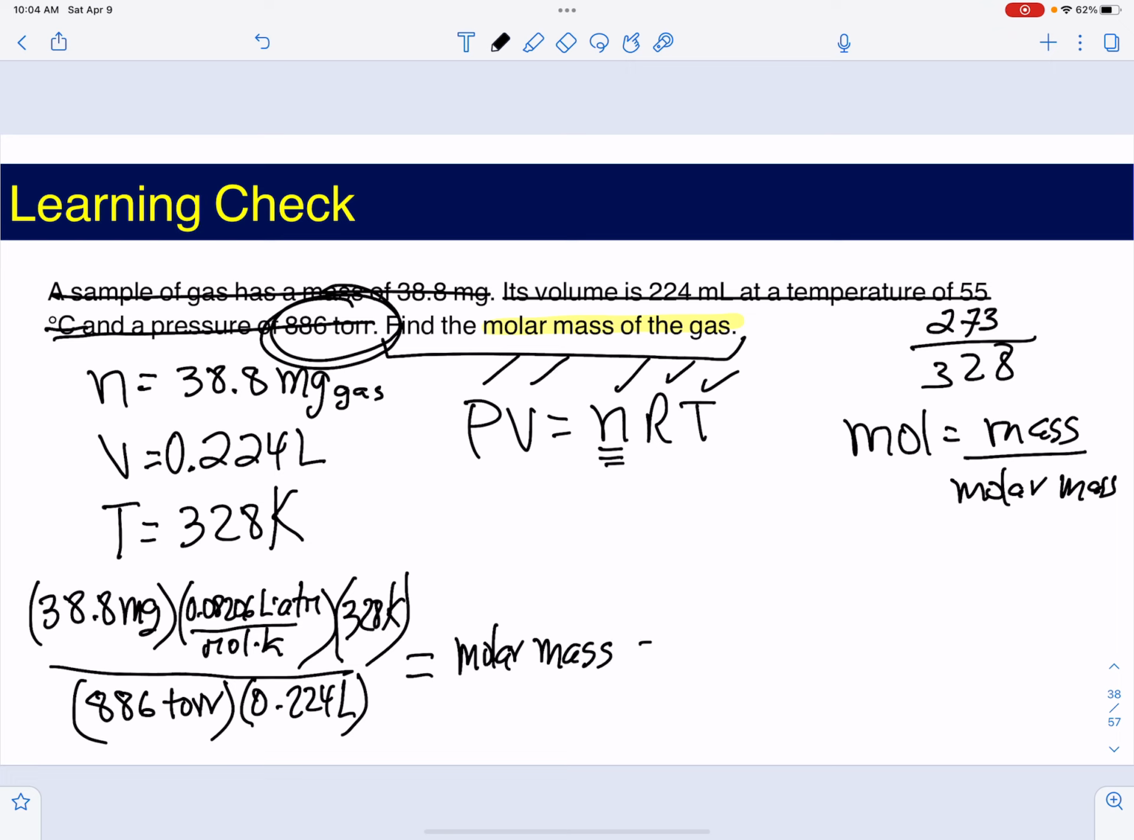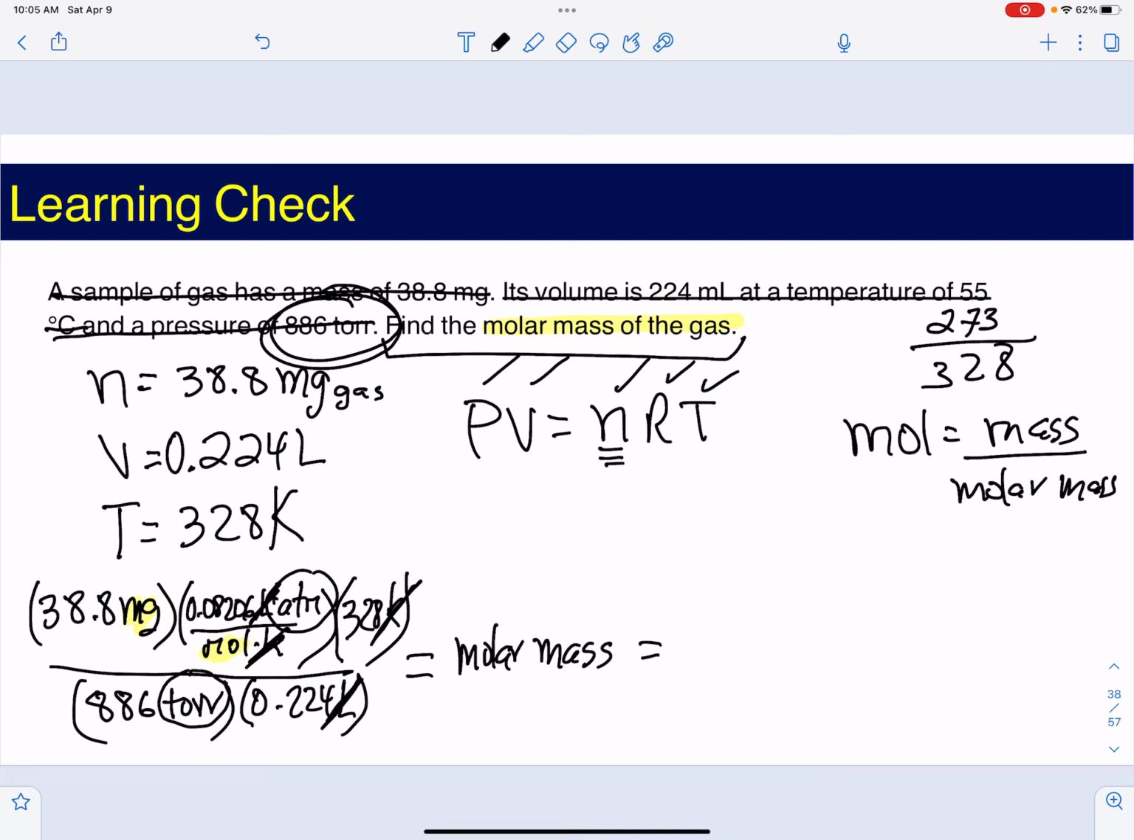So before I do any calculation, let's look at the units. Kelvins cancel with Kelvin. Liters cancels with liters. So the only thing I have remaining now is milligrams, moles. So mass over moles, that would be molar mass. So I want to keep these two. However, I need to get rid of the atmospheres and they're not the same.